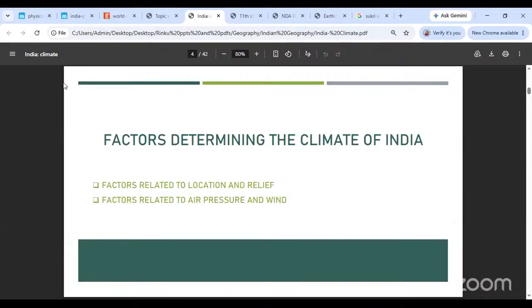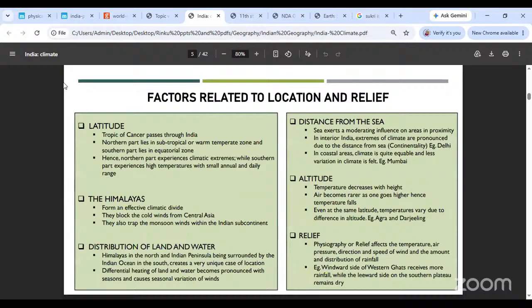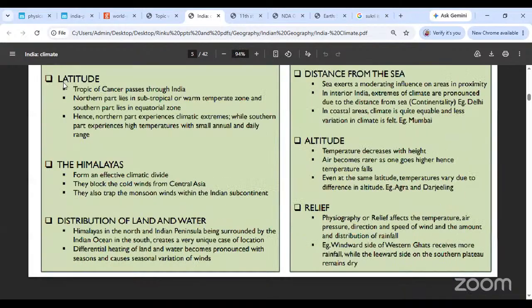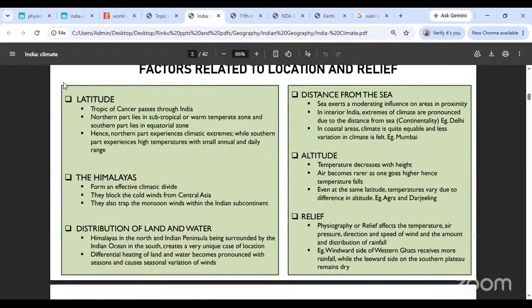Usme, like we said, the first thing that we consider is factors that are related to location and relief. And the second thing is factors related to air pressure and wind. Okay, so here it is, the factors related to location and relief. These are the 6 factors. We are looking at latitude, the Himalayas, distribution of land and water, the distance from the sea or the factor of continentality, altitude, and lastly, relief.